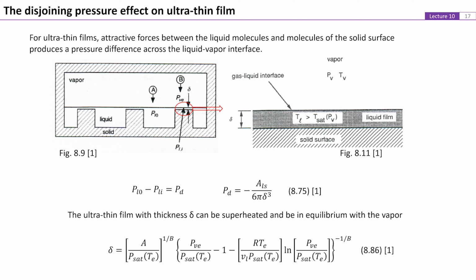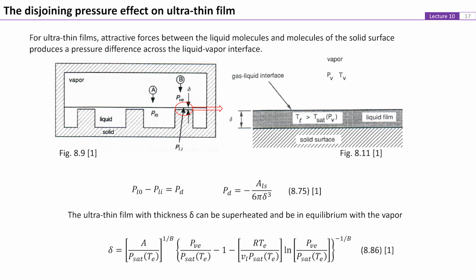Due to the disjoining pressure difference, the pressure at the interface of the liquid film to vapor at location B, which is PLI, is different from that at location A, PLO. Noted that by sign convention, if the affinity of the liquid for the solid draws liquid into the film, PD is taken to be negative.